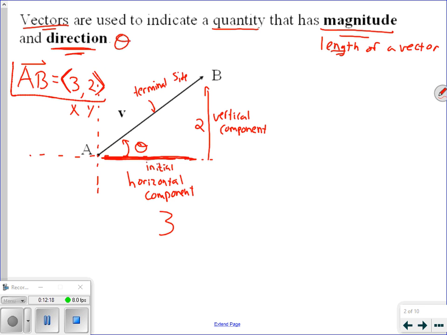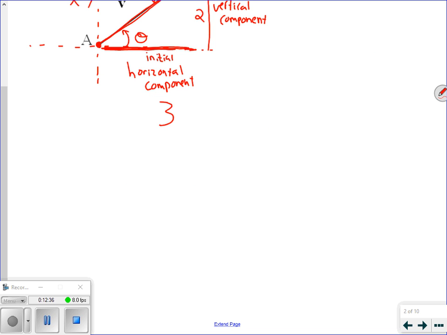Now, how it differs from parametric is it's not a point, but it's talking about this length right here. It's describing a length, and a vector from point A to point B. So again, let me write that down real quick, just so we can see the form of a vector. So, vector form.